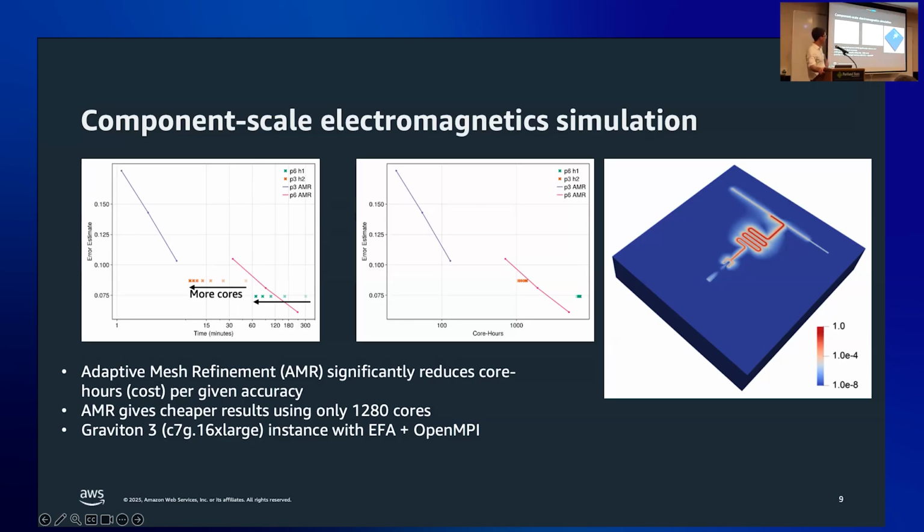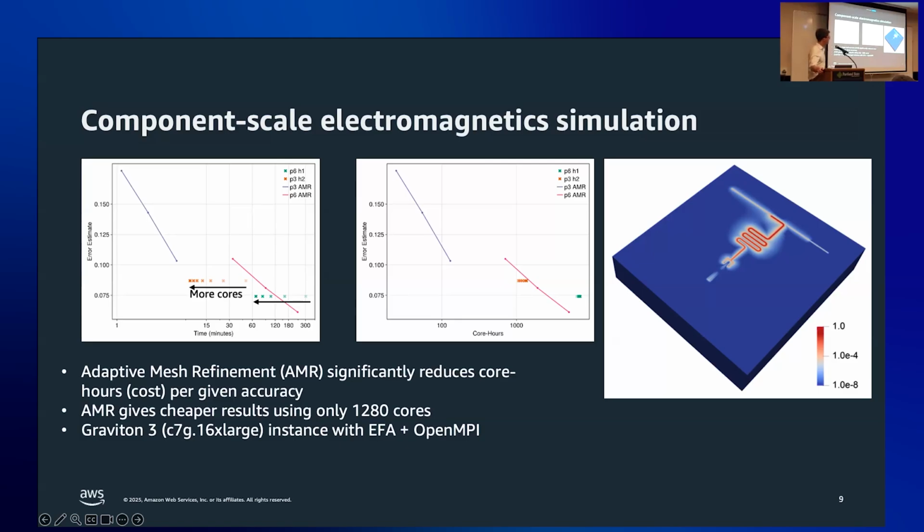First, starting with the little crosses, the little crosses are the results from the previous plot with the uniform refinement levels and different numbers of cores. You start from the palest cross at 1,280 cores, and you're getting to more cores as the crosses get darker. As you can see on the left, you use more cores, it runs faster.